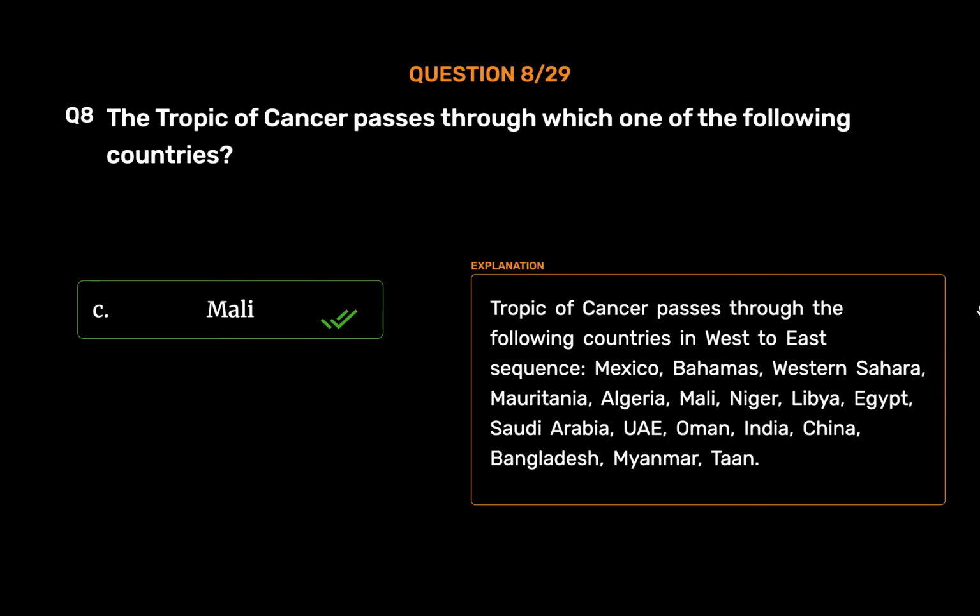Mali. Tropic of Cancer passes through the following countries in west to east sequence: Mexico, Bahamas, Western Sahara, Mauritania, Algeria, Mali, Niger, Libya, Egypt, Saudi Arabia, UAE, Oman, India, China, Bangladesh, Myanmar, Tan.